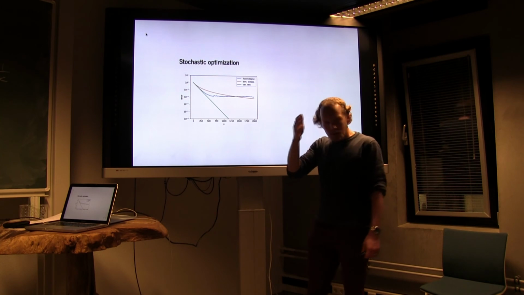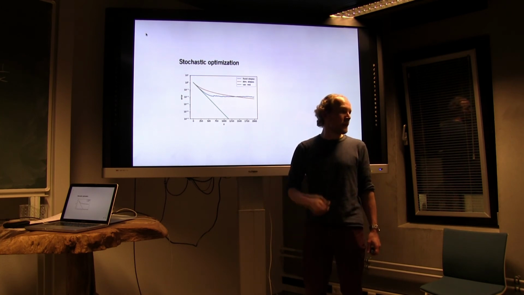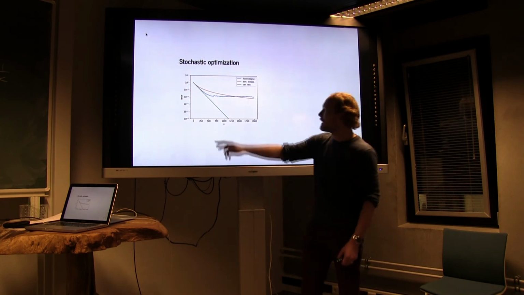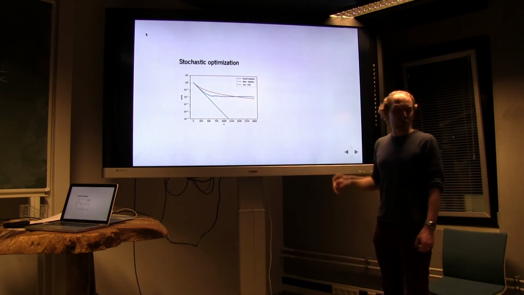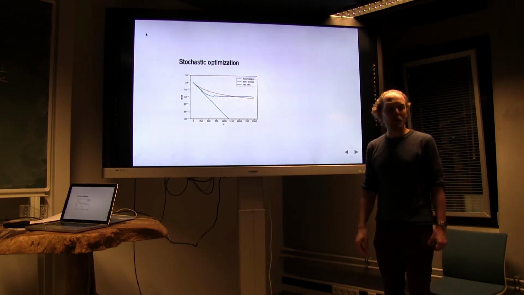Then I can reduce the step size. So every step, my steps get smaller and smaller. And I keep on converging. It will go on for a while, but it goes slow. It goes a lot slower.